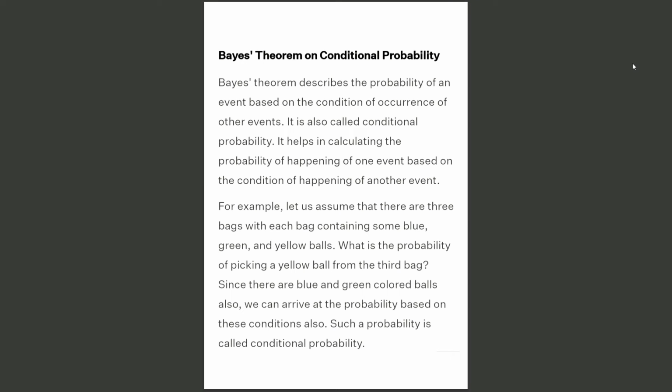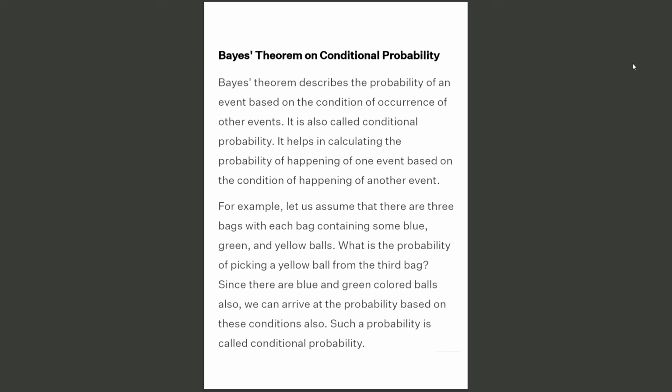Bayes' theorem on conditional probability. Bayes' theorem describes the probability of an event based on the condition of occurrence of another event. It is also called conditional probability. It helps in calculating the probability of happening of an event based on the condition of happening of another event.